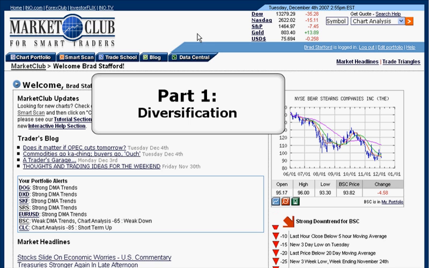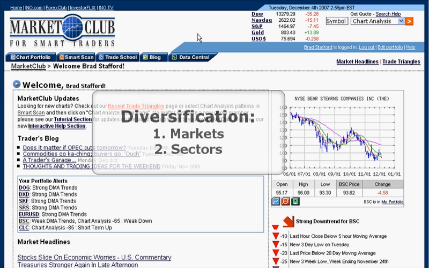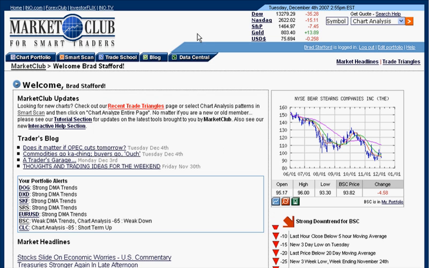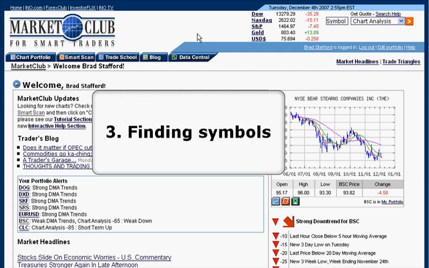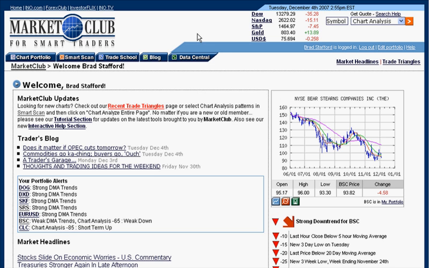Part 1 is diversification. Diversification basically falls into two specific categories: diversification through markets and diversification through sectors. Now part 3 is actually going to be finding the markets, finding the sectors that you can diversify into. But what I'd like to first look at is diversifying the markets that you're in.